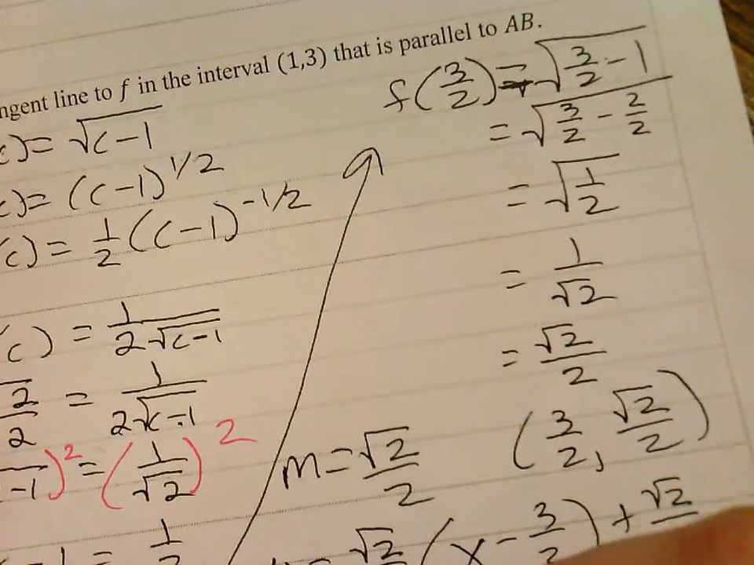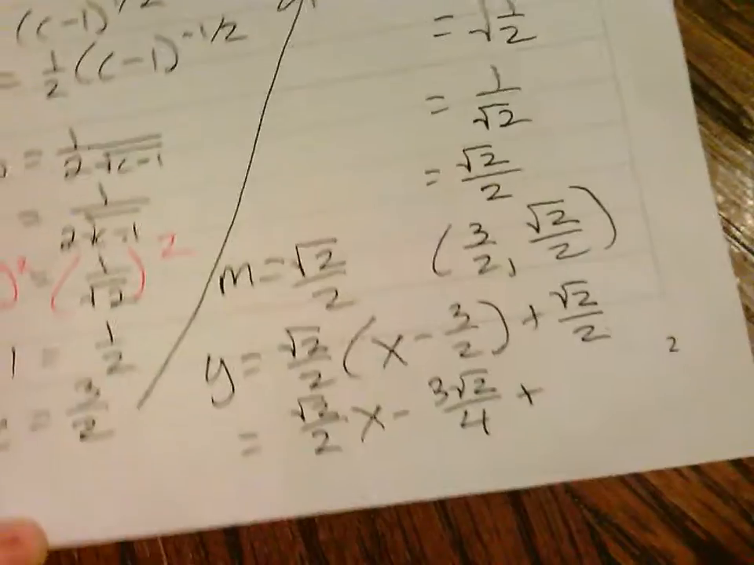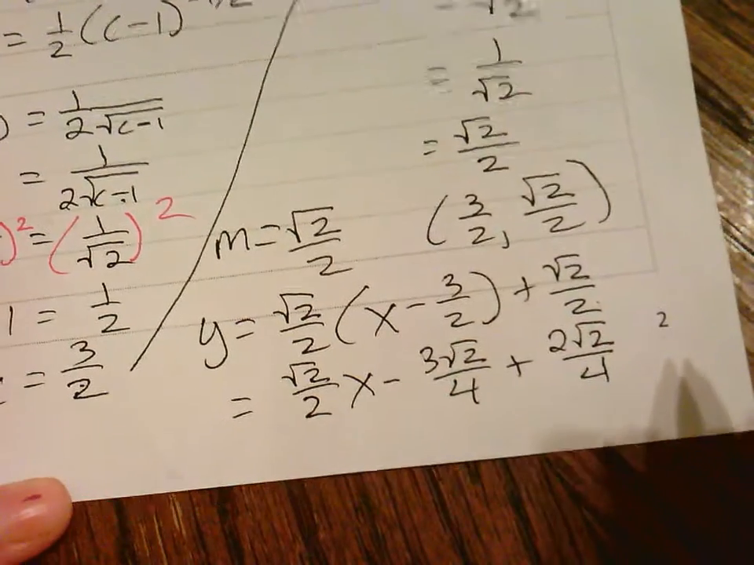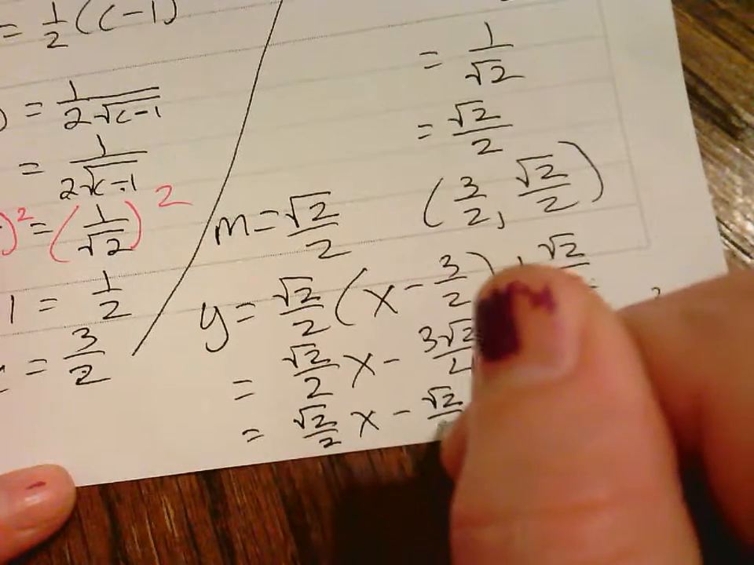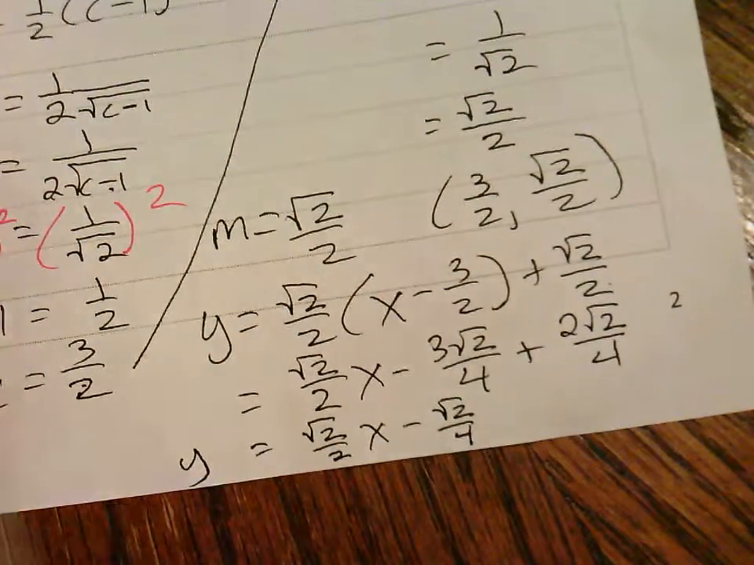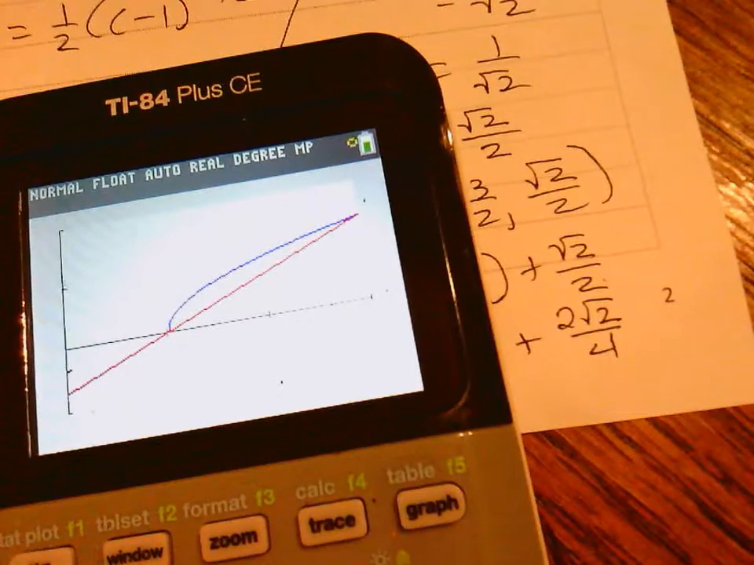Okay, which is going to be square root of 2 over 2 x minus 3 square root of 2 over 4, plus, I'm going to go ahead and make that into a fraction, 2 square root of 2 over 4. Okay, so your tangent line is square root of 2 over 2 x minus square root of 2 over 4. Okay, I'm going to unlock that. Okay, so that's that line that you are seeing being drawn right now. And you see a nice parallel line.